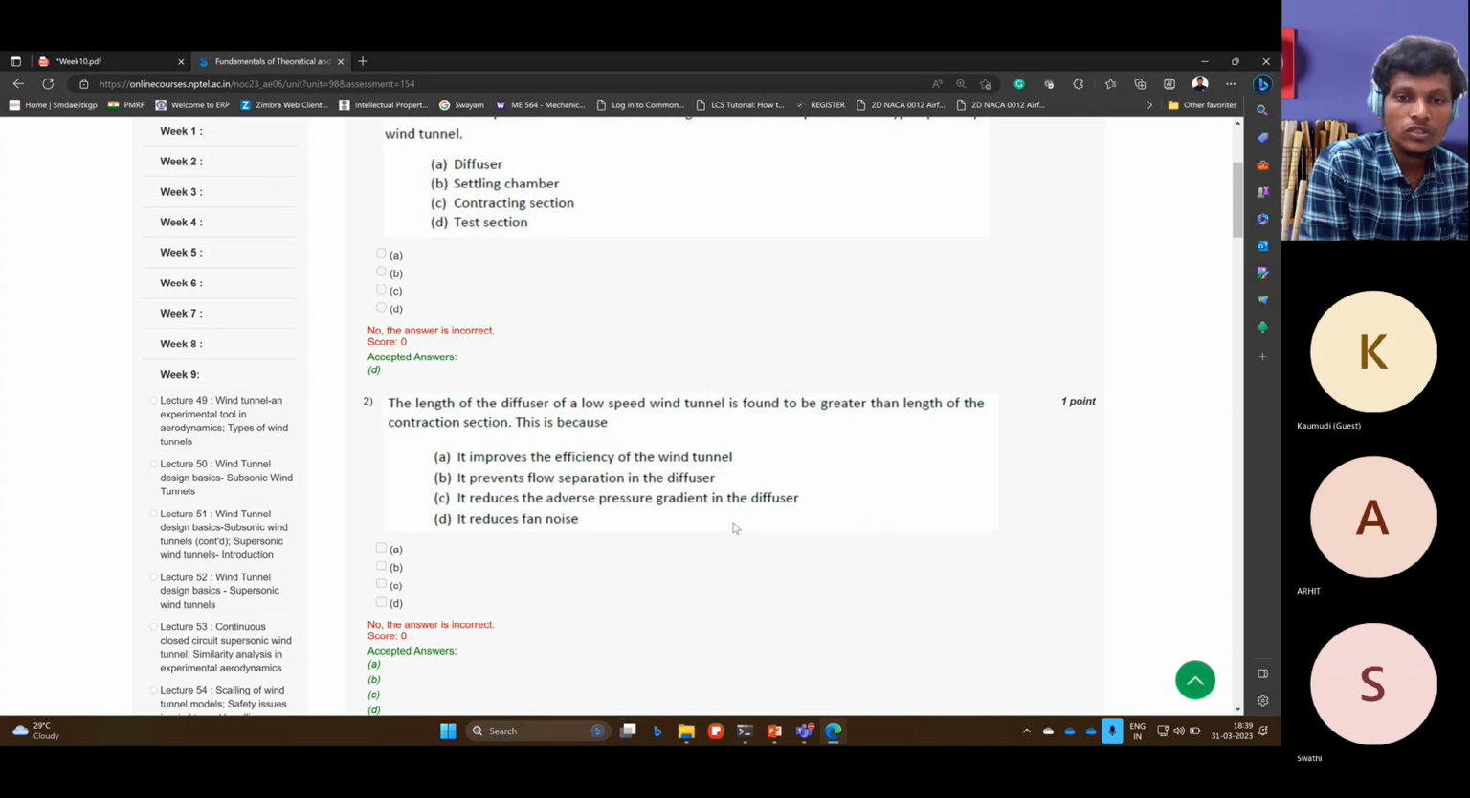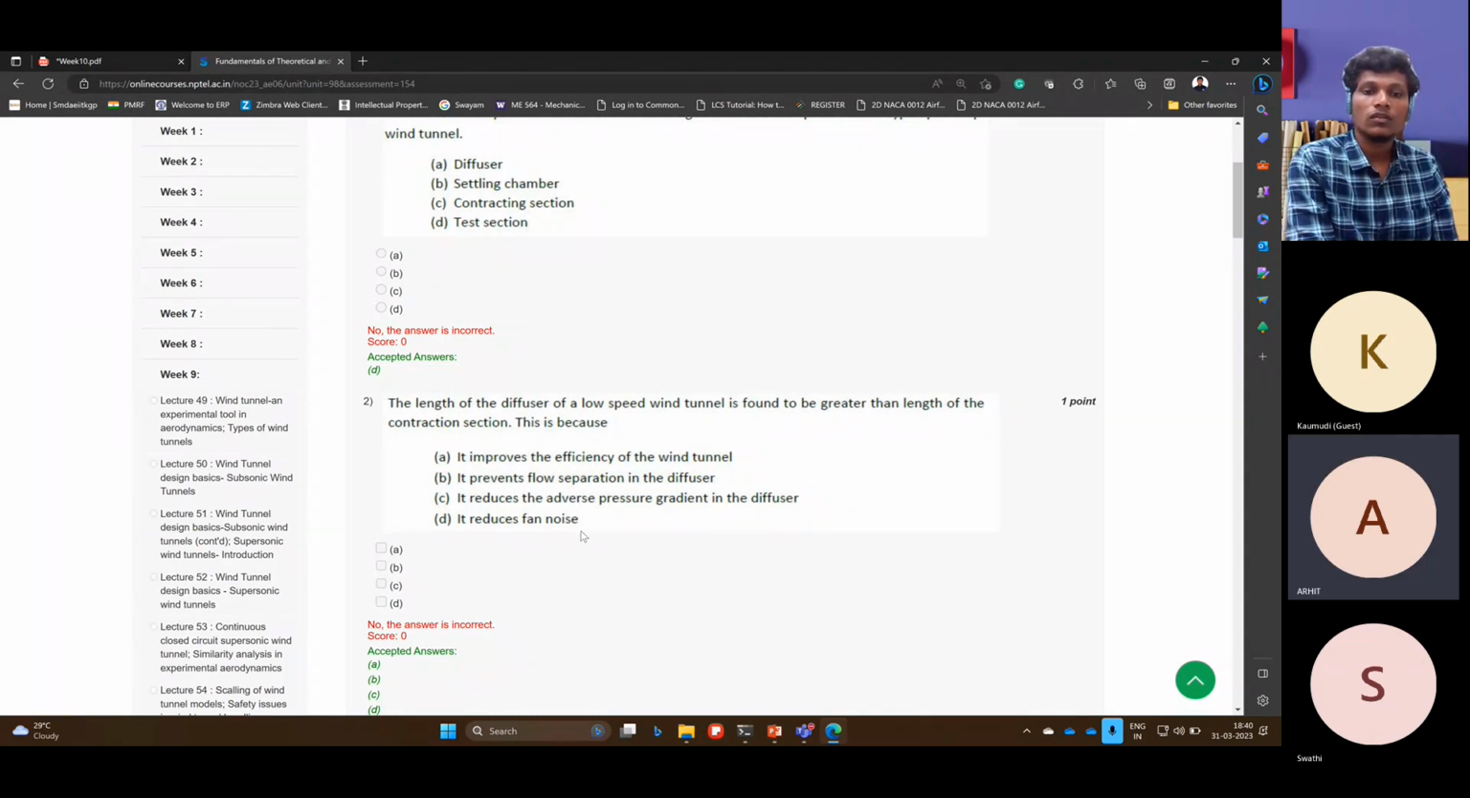Yes, it prevents the flow separation in the diffuser. Yes, it reduces the adverse pressure gradient. If you keep more length, then you can decrease the divergence. It reduces the fan noise. Looks like all are correct, right? Which point did you miss, sir? The last option, it reduces the fan noise. Like you are creating the tunnel and making the length very long.